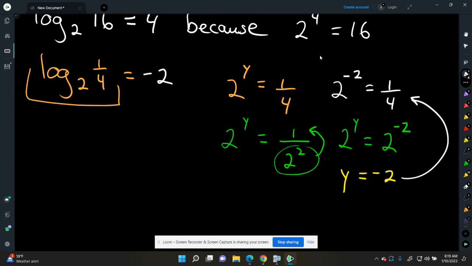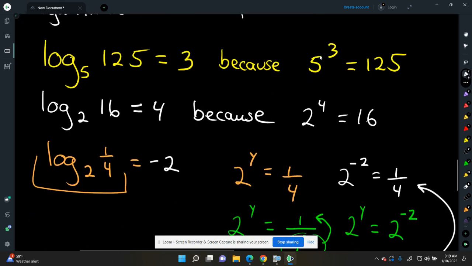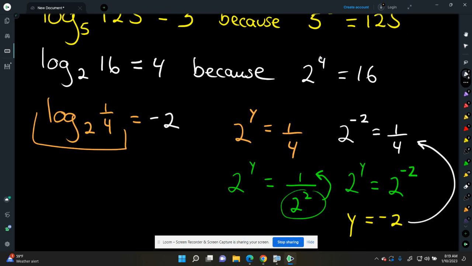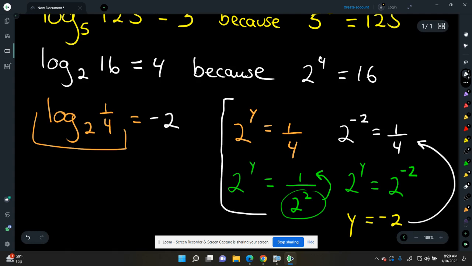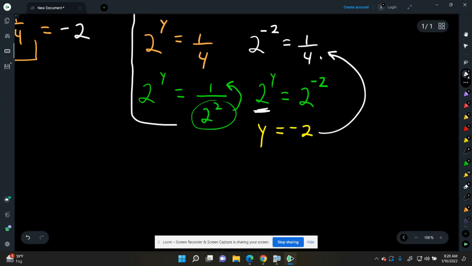-2. So we just, all of a sudden, we're like, I get it. I get it. This is so easy. And then all of a sudden, I don't get it. Right? But we can do it. The idea here, and we're going to use this when we're solving exponential equations, is that if I can get the same base on both sides of the equal sign, then I can set the exponents equal.